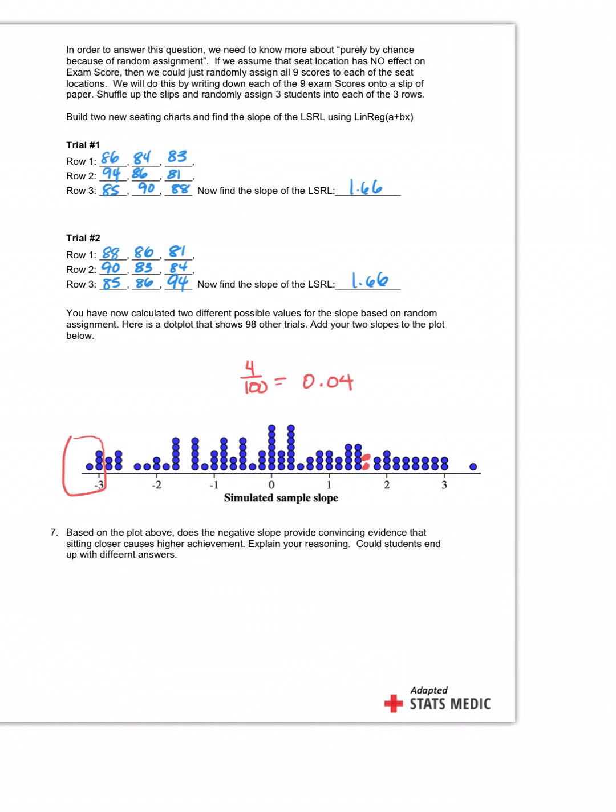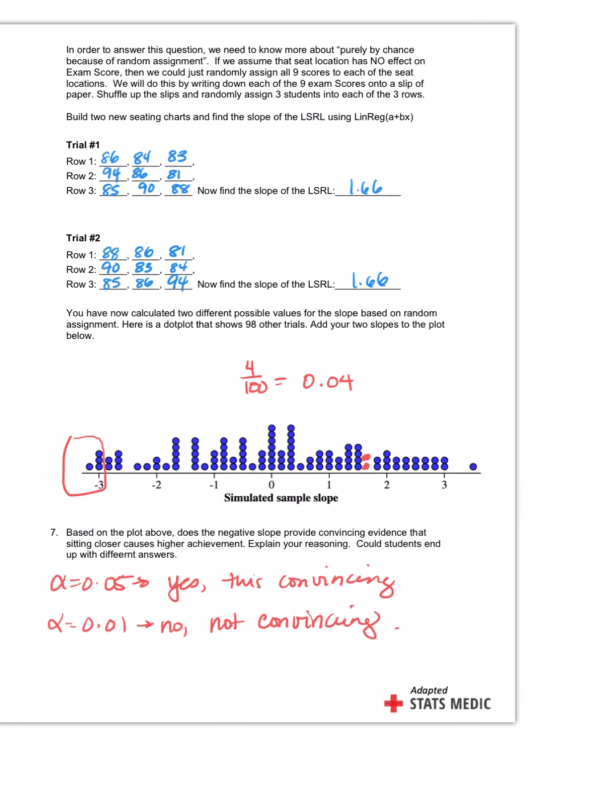Now, think back to your hypothesis testing days. Is that convincing evidence if p-value is 0.04? If alpha is 0.05, then yes, this is convincing. But what about if alpha was 0.01? It would no longer be convincing, would it? So it depends on alpha. Then maybe the row has something to do with the score.